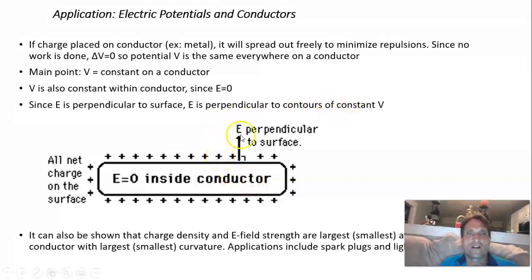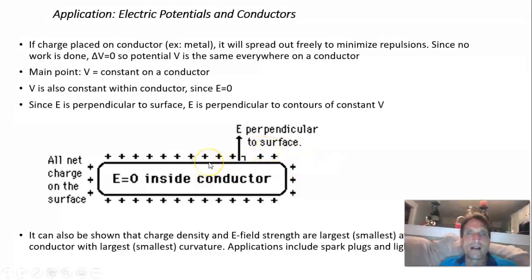Now, since the electric field is always perpendicular to an equipotential, and since the potential is constant along the surface of a metal, that means any electric field outside of the metal has to be perpendicular to the surface. It has to be, because it's perpendicular to the lines of constant potential.